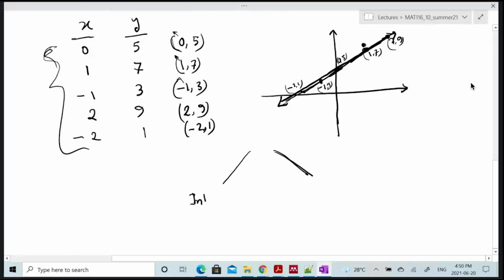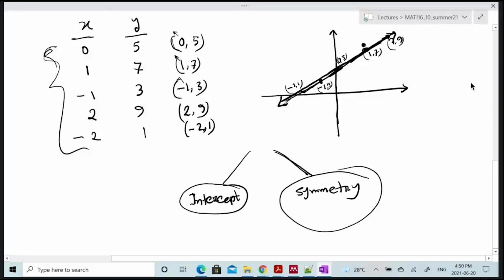That's how we pick two techniques. One is called intercept, and another is called symmetry. And that's what we are going to learn today in this lecture. Today in the lecture we will see how to find the intercept, how to test symmetry, and how these two techniques help us reduce the time while we draw the graph. So let's see what's in the lecture. First we are going to learn intercept, and second we are going to learn symmetry.